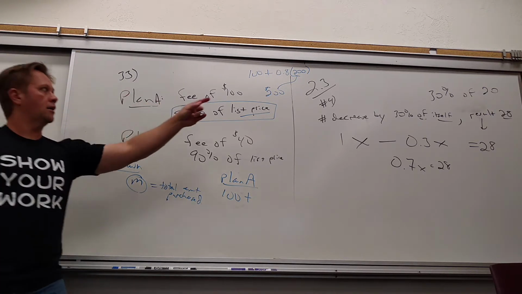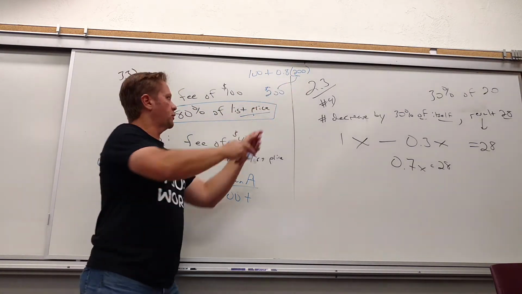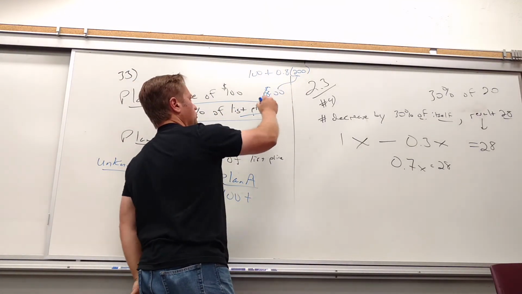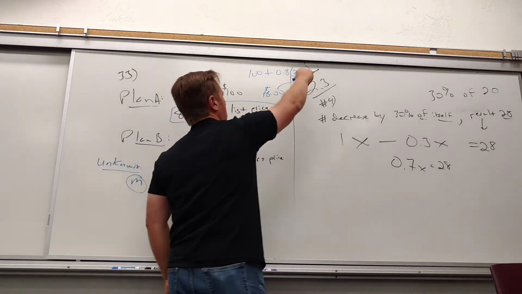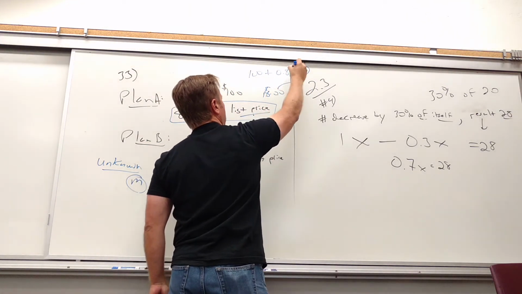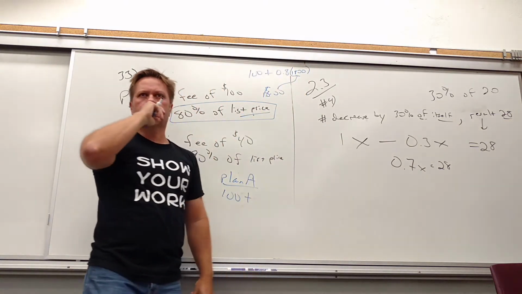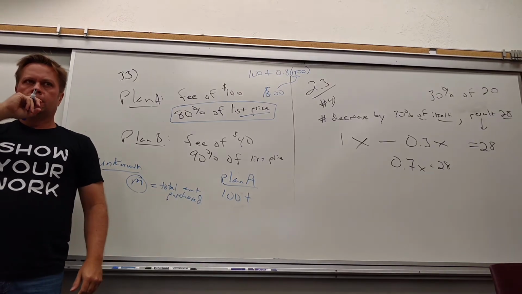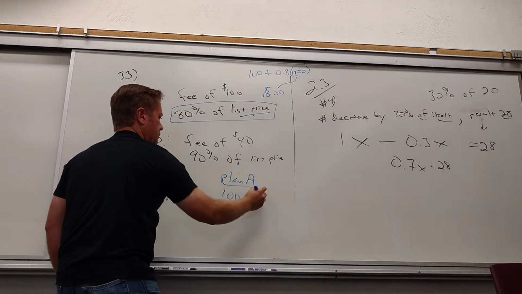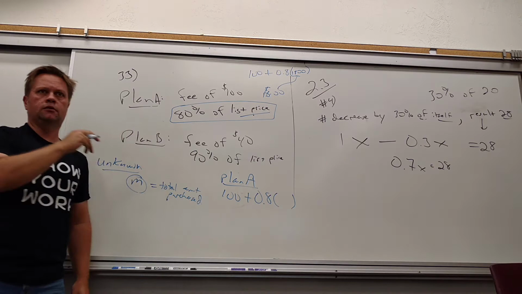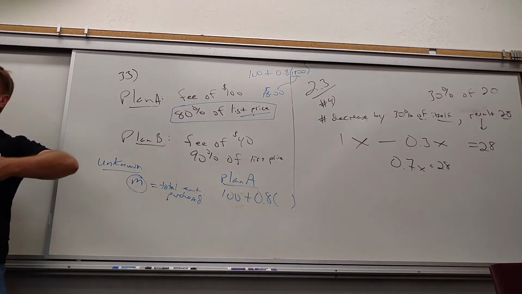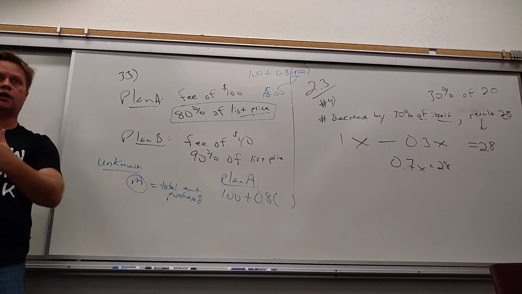Because whatever number I make up, would it be any different? What if I would have said this is $1,800 worth of stuff? Would I have done anything differently? No, I would have still said 100 plus 80% of that number. So for plan A, it's going to be $100 plus 80% of M, because M represents the amount I'm going to actually try to purchase.